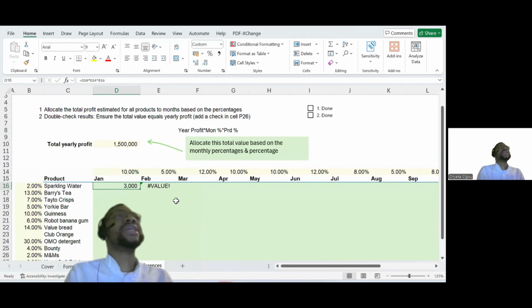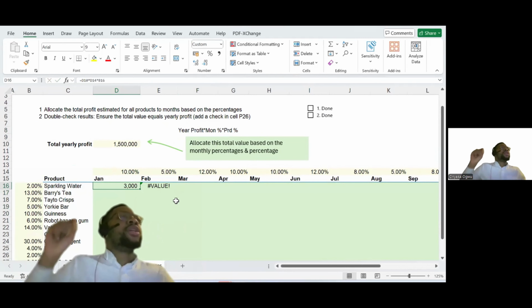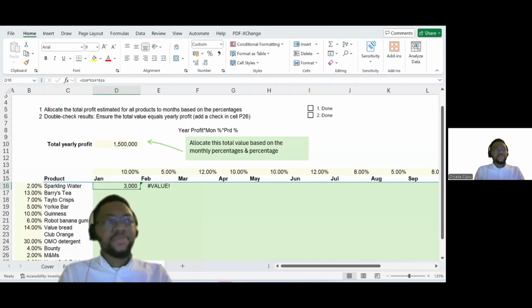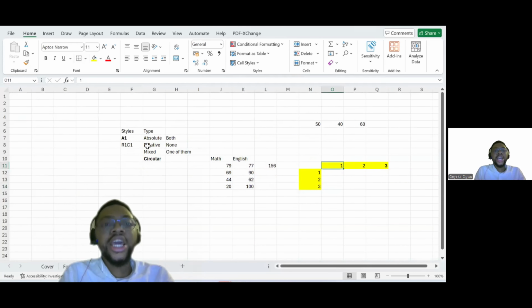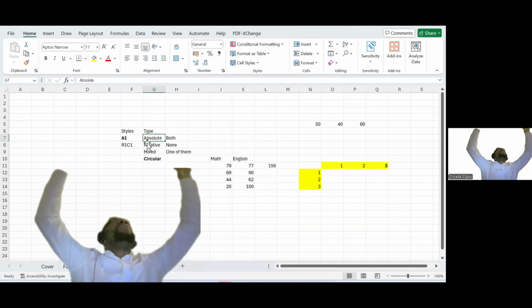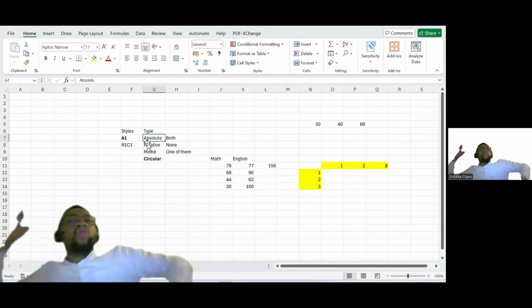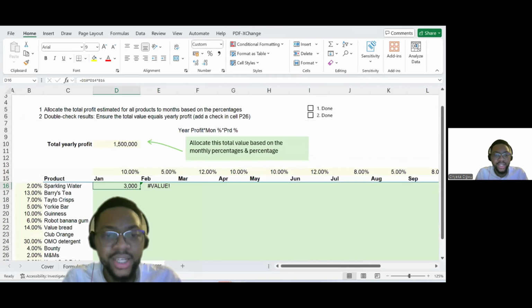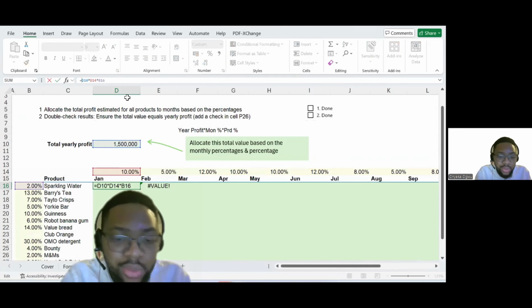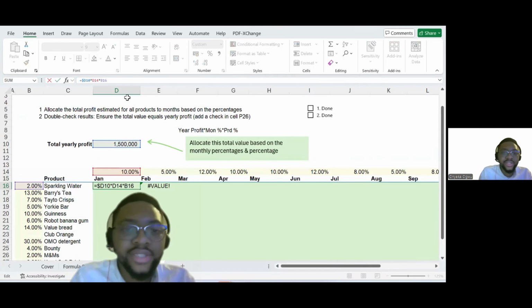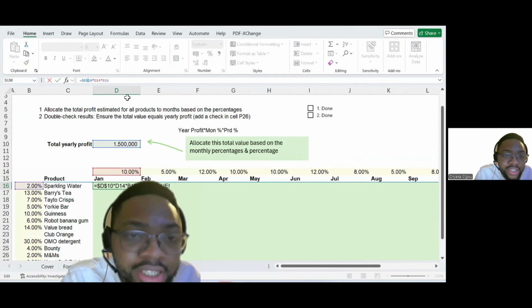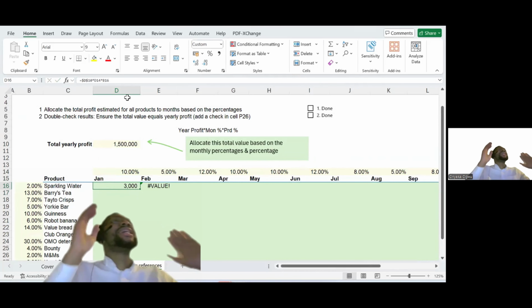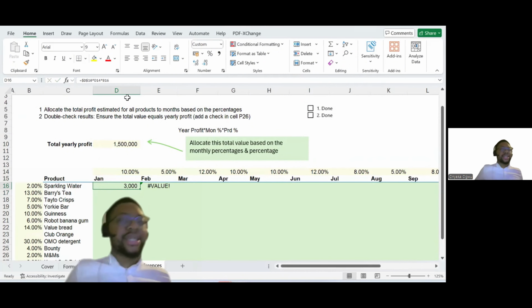Now, if we don't want anything to change, what kind of referencing are we going to use for year profit? Remember referencing. Absolutes. If we want it to remain the same, we don't want it to move rows or move columns. We want it to remain in the same place, so we use absolutes. That means in this D10, we put a dollar sign in front of the D and a dollar sign in front of the 10. That means that the yearly profit will not change. Do you understand that?